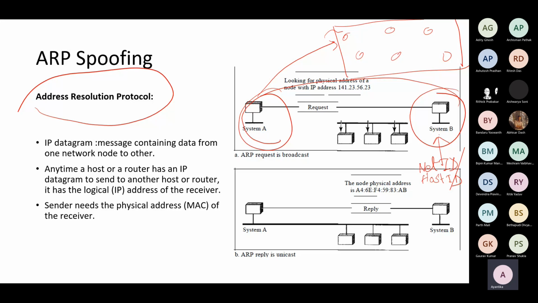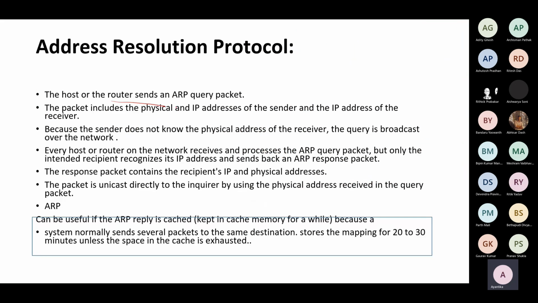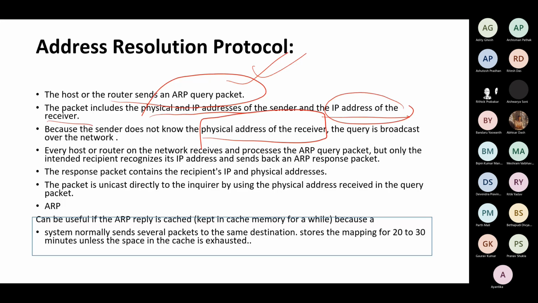Any time a host or router is sending a data packet, which we term an IP datagram, or you can just remember it as a packet, the host or router sends one ARP query packet. What is an ARP query packet? This ARP query packet includes the physical and IP address of the sender and the IP address of the receiver. As a response to this query, the sender is expecting to know the physical address of the receiver. That is the basic idea of the Address Resolution Protocol.